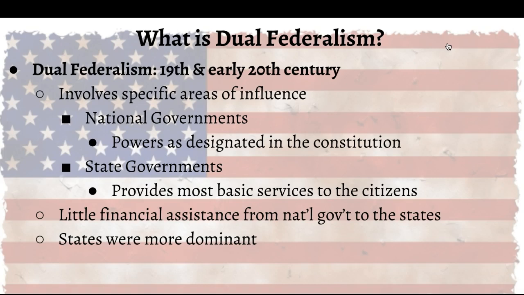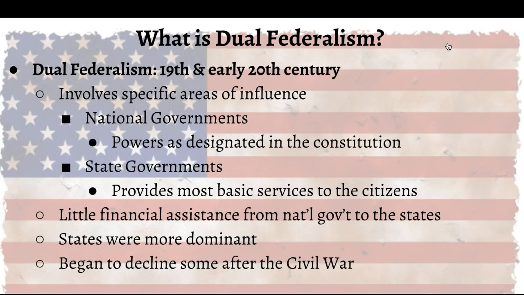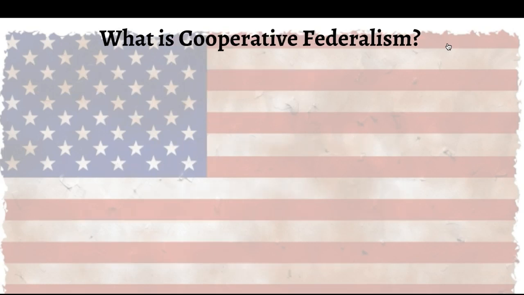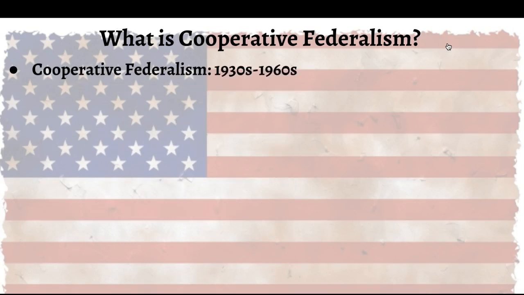And so they're much more dominant. They have a lot more power in that regard. This is going to begin to decline some after the Civil War, and as we move into the 20th century, we're going to start to see it taper off even more, especially as we come around Depression time. And so what this is going to lead to is what is known as cooperative federalism.